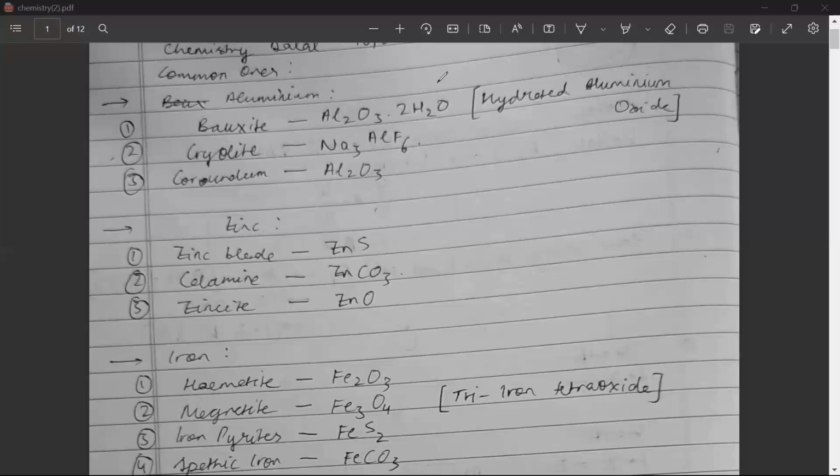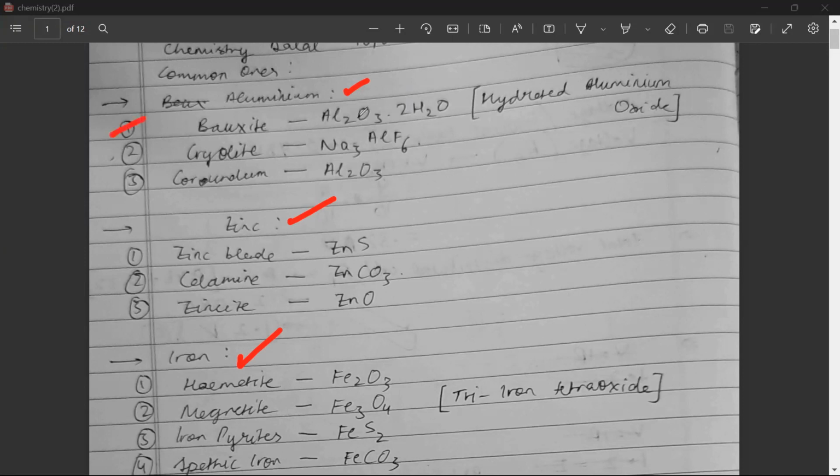So in this lecture we'll be covering metallurgy, and on this page we'll be studying the common ores of aluminium, zinc and iron, so you have three elements. Now each one of these elements has its respective ores. So first you have bauxite.